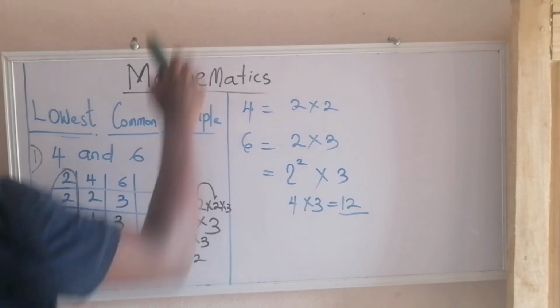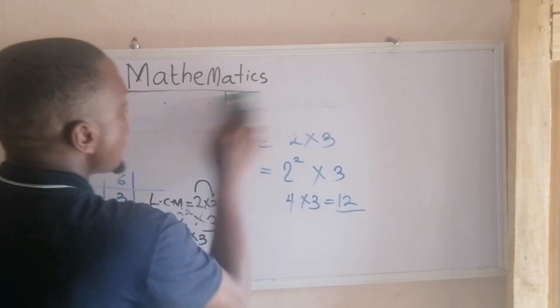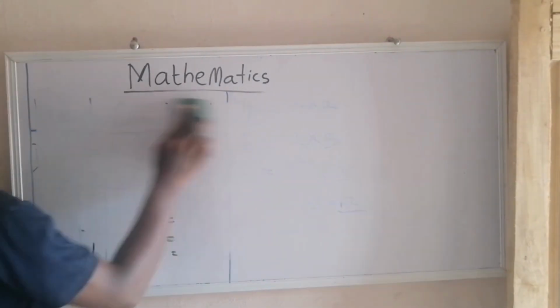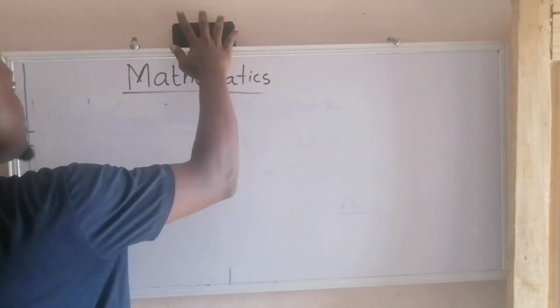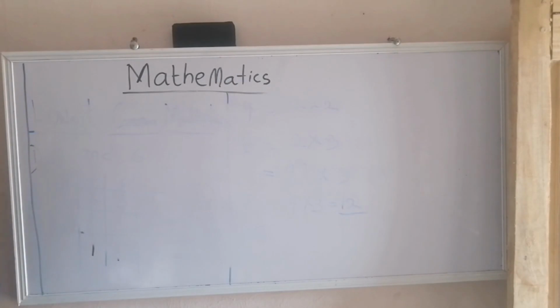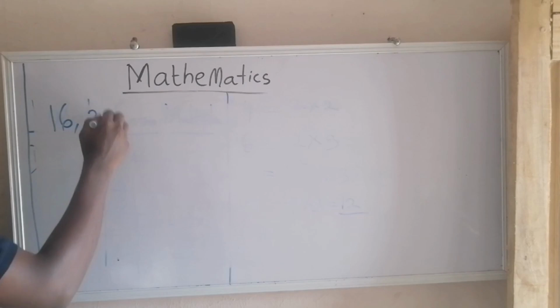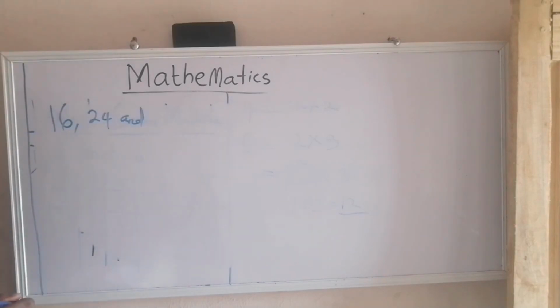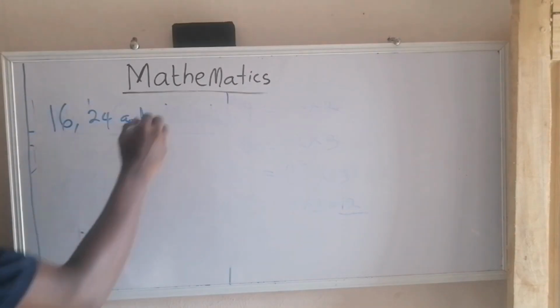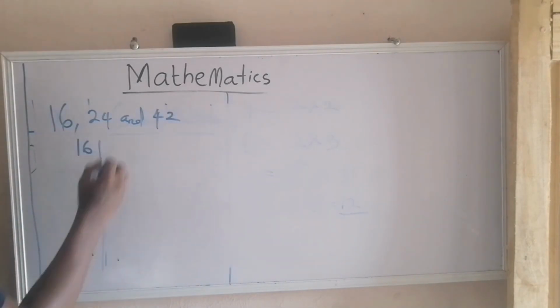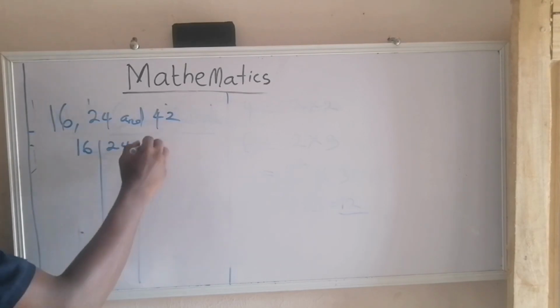Let's also be asked to find the LCM of these numbers. We have to find the LCM of 16, 24, and 42. So let's use our division method. Just write out the number 16, put your line, 24, put your line, 42, put your line.